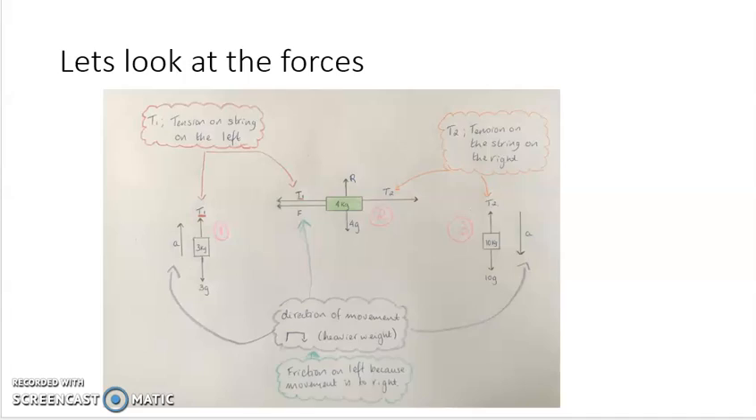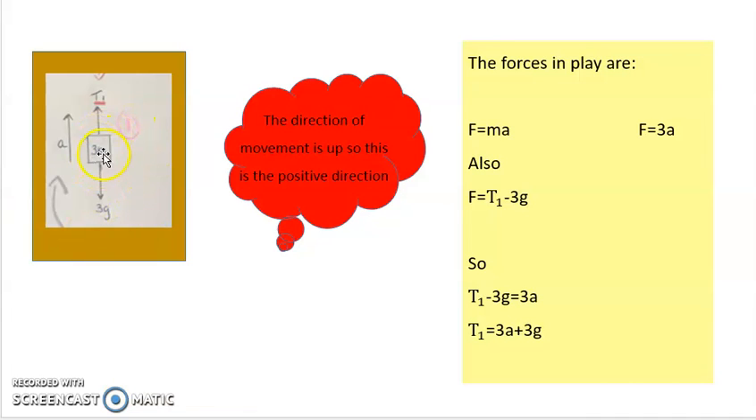Looking at each of these individually, on the 3 kilogram mass, acceleration is up. The force is mass times acceleration, so it's 3a. And remember, it's moving upwards, so the forces on it are T1, and gravity is opposite to it, so it's minus 3g. So I can write T1 minus 3g equals 3a.